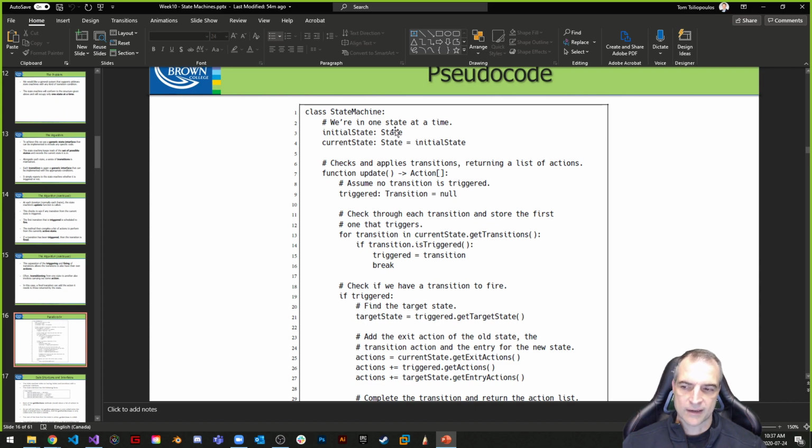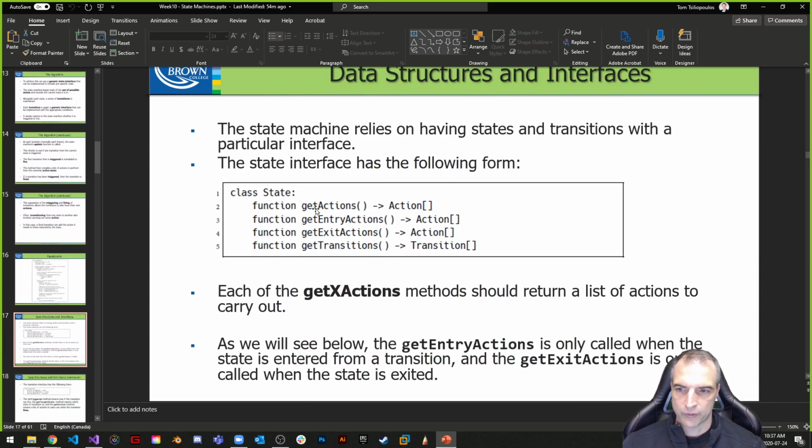Notice that there is a state class, and it looks like this. The state class can do a couple of things. It can get actions, get entry actions, get exit actions, get transitions, all those things. The arrow here in pseudocode means returns. It returns an action array. So all the actions return an action array, and the transitions return a transition array. It could be more than one transition that needs to happen, or a transition group. Okay, that's what state is.